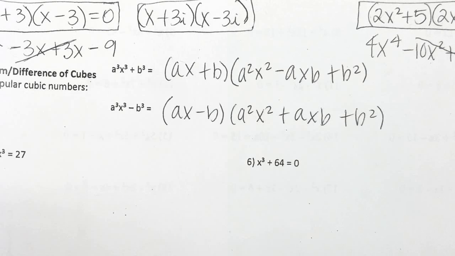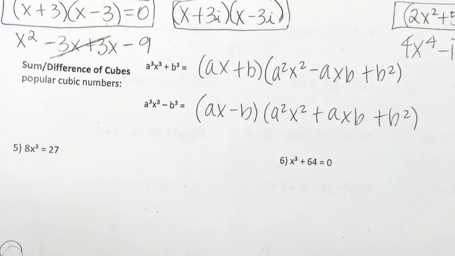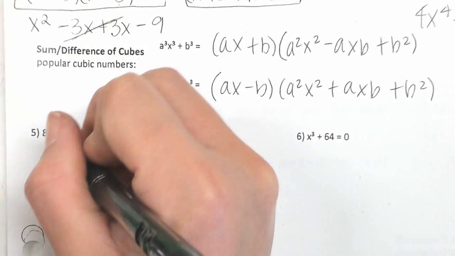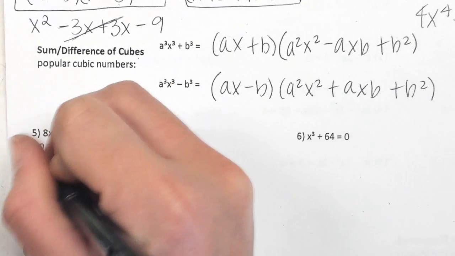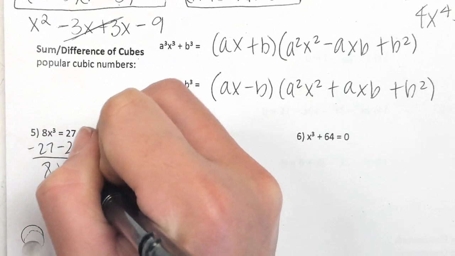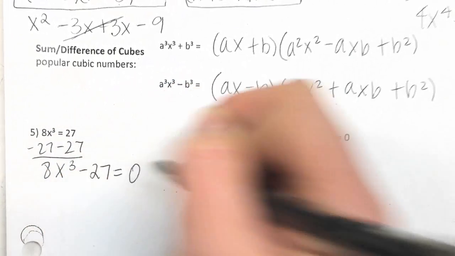So same thing here. All we have to identify is what is our a, what is our b, and then we just plug it in the formula. But for number 5, what do we have to do first? Remember, we can't factor until it's set equal to what? Yeah, so we've got to subtract 27 from both sides. And that would give us 8x cubed minus 27 equals 0.